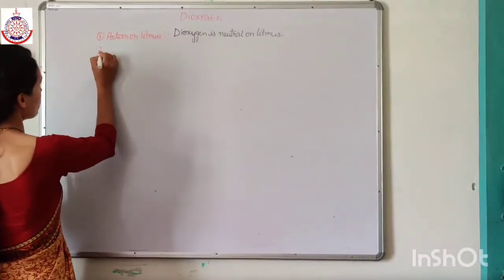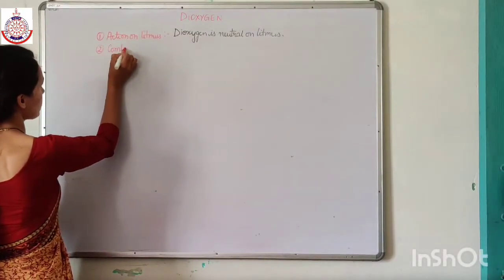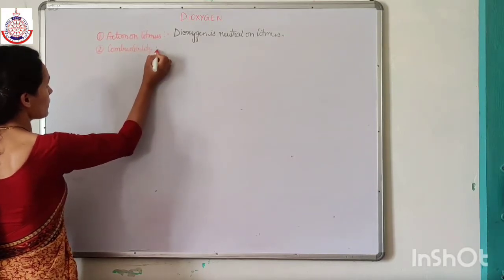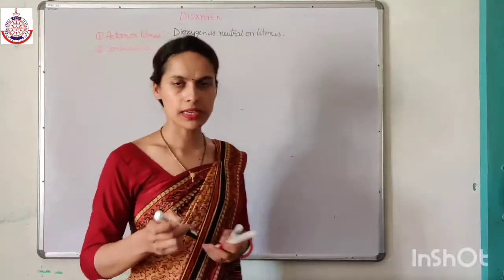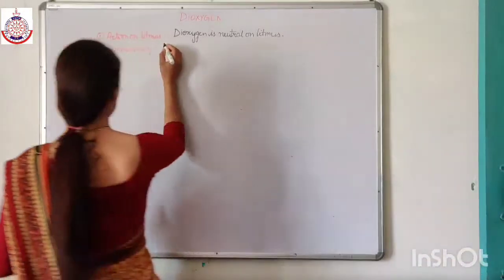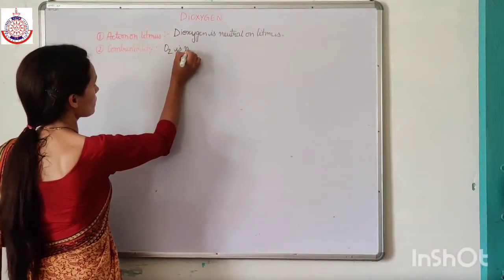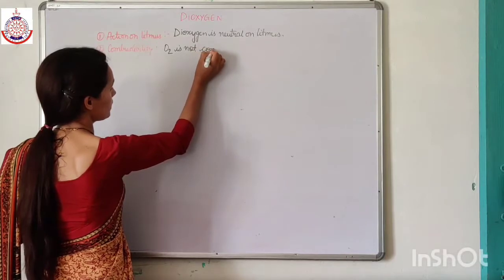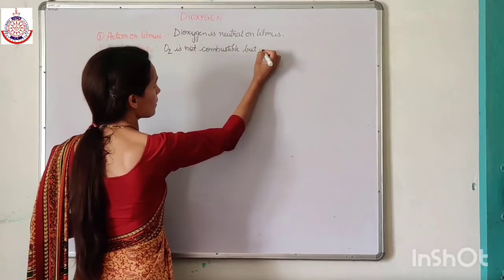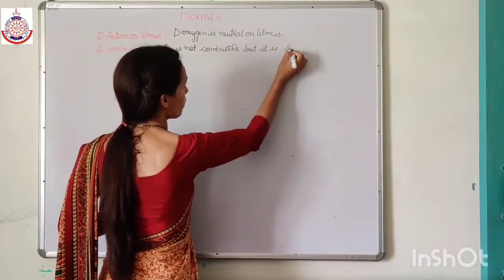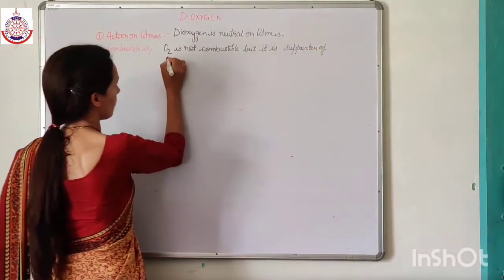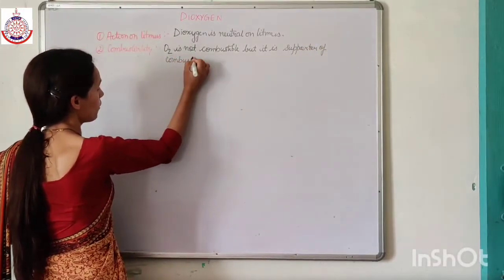Next we will talk about the combustibility. Dioxygen is not a combustible gas, but yes, it is a supporter of combustion. So we will write that dioxygen is not combustible, but it is a supporter of combustion.